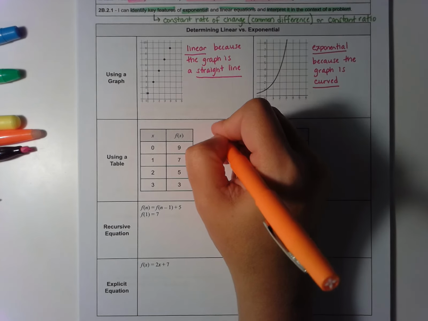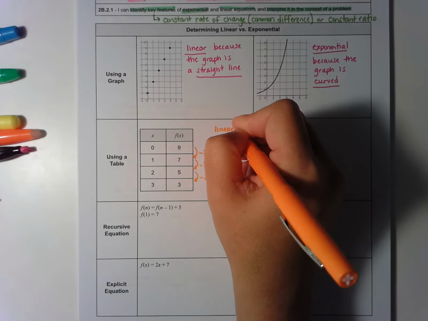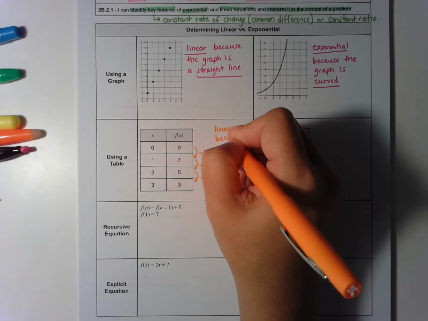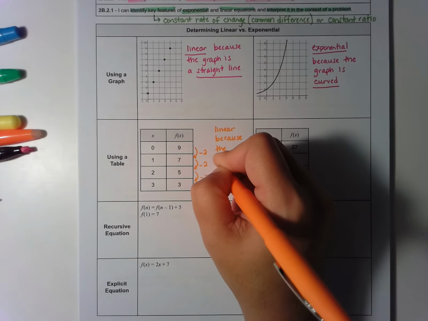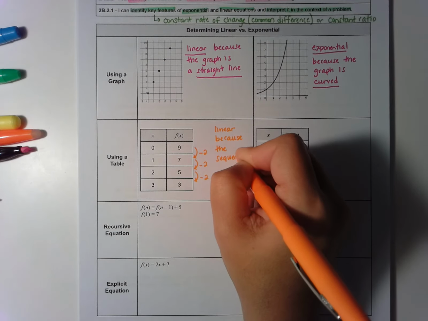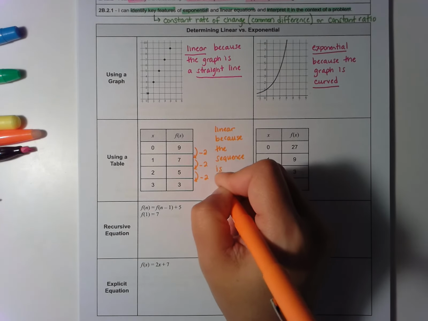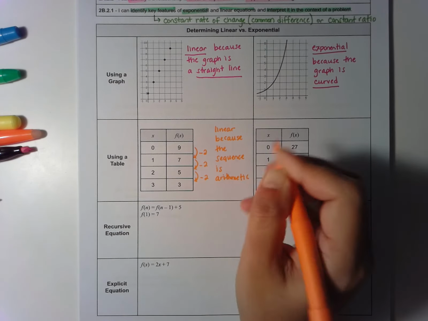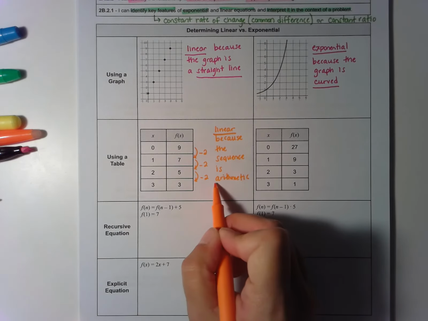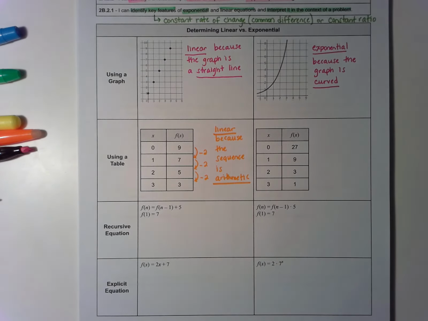Because this is a subtraction pattern, I know that this is a linear function because this is an arithmetic sequence. So I would say that this function is linear because the sequence is arithmetic. Now, the key here is you'll notice I did not say because the graph makes a straight line, because it doesn't have a graph. I can't talk about it that way. I need to be specific that this representation is telling me about the type of sequence.